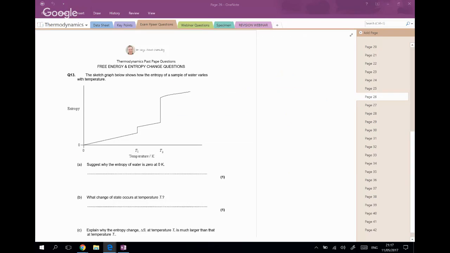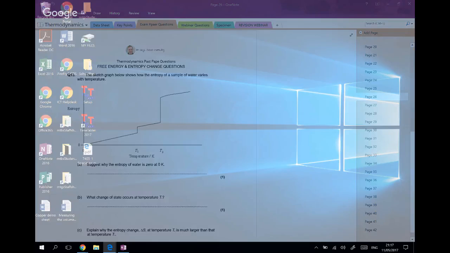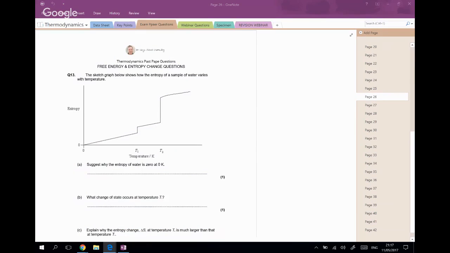Let's have a look then and see how we can go with some of these questions. Here we go then. So here we got a picture of entropy. Note that we start at 0, 0 here. Suggest why the entropy of water is 0 at 0 Kelvin, and the reason for that is that they are in a state of complete order.